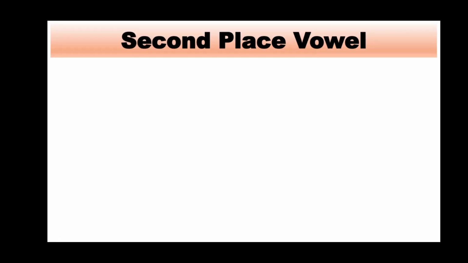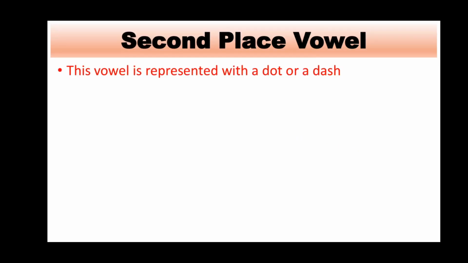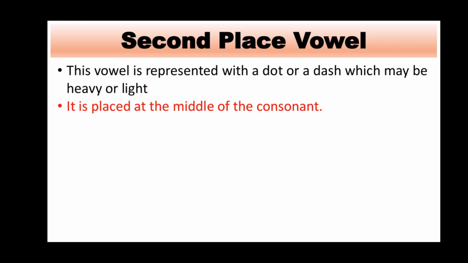So let's look at the second place vowel. The second place vowel is also represented with a dot or a dash. This dot may be a heavy dot or a light dot, and it is placed at the middle of the consonant. Unlike the first place, which is placed at the beginning of the consonant, the second place vowel is placed at the middle of the consonant. Let's take some examples: pay, made, cage.